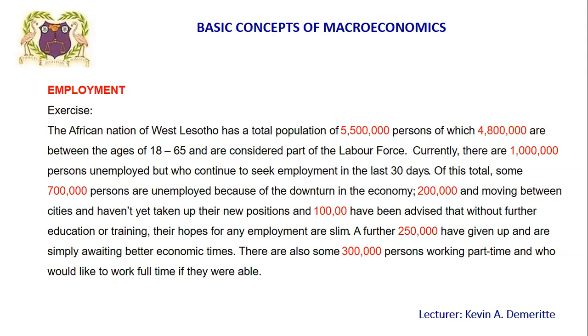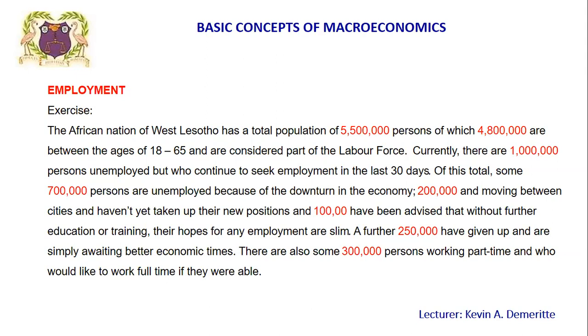so out of the million, that's what it means, of this total, out of 1 million, 700,000 are unemployed because of a downturn in the economy, 200,000 are moving between cities and haven't yet taken up their new positions, and 100,000 have been advised that without further education or training, their hopes for any employment are slim. A further 250,000 have given up and are simply awaiting better economic times. And there are also some 300,000 persons working part-time, but who would like to work full-time if they were able.